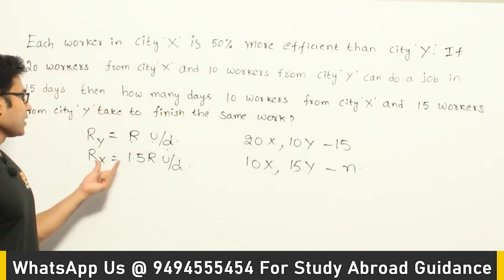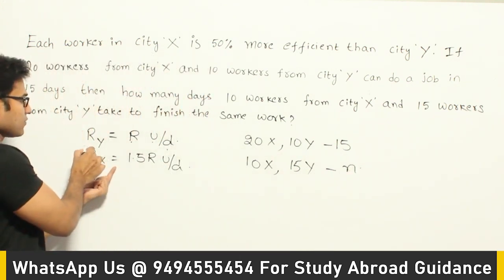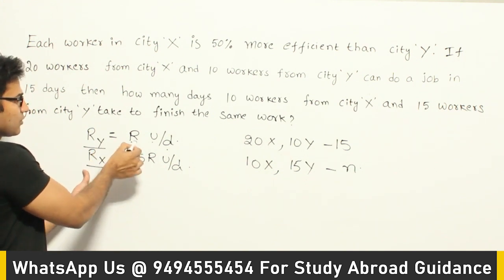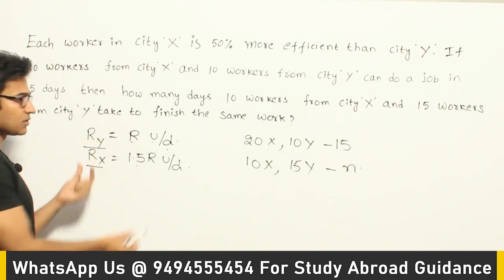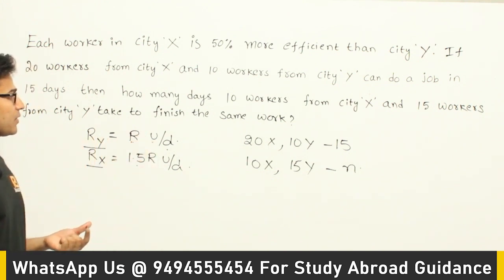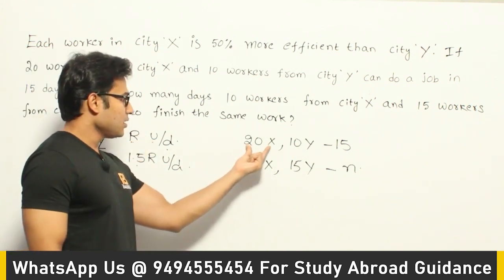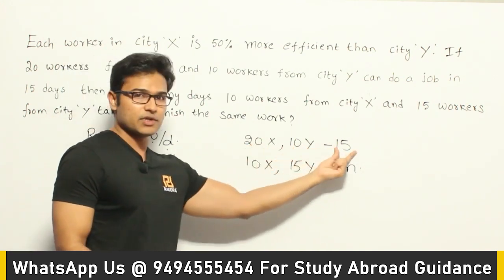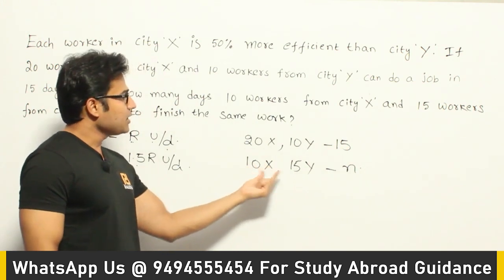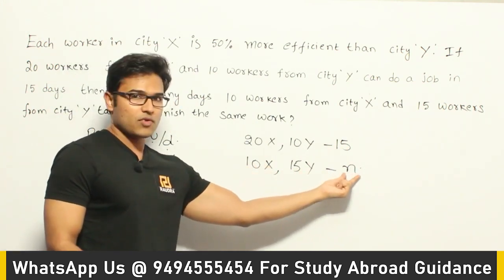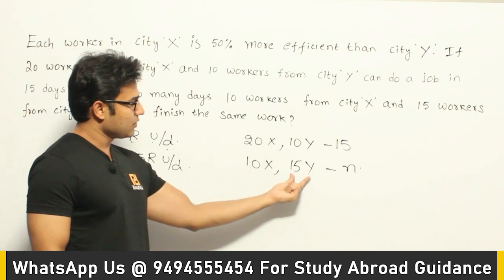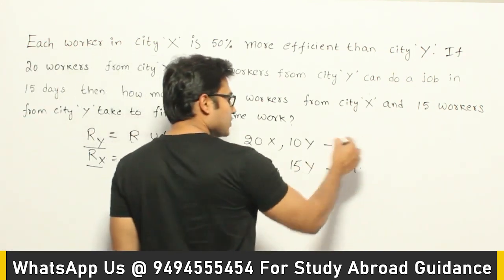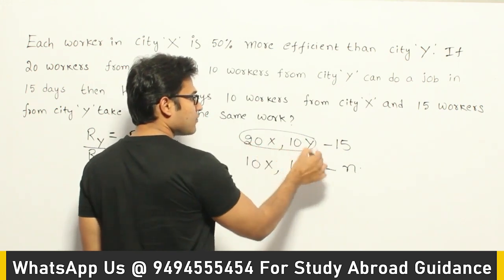So see this, they are saying that a worker from city X is 50% more efficient than a worker from city Y. So this is the relationship you got. Now they are saying that if 20 workers from X and 10 workers from Y can finish a job in 15 days, then how many days does it take for 10 workers from city X and 15 workers from city Y to finish it? So if you observe it, both these groups are actually trying to accomplish the same work, isn't it?